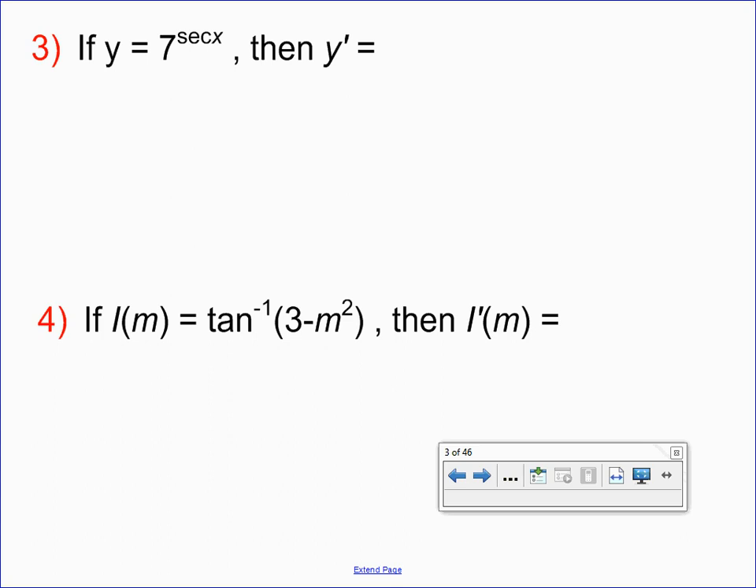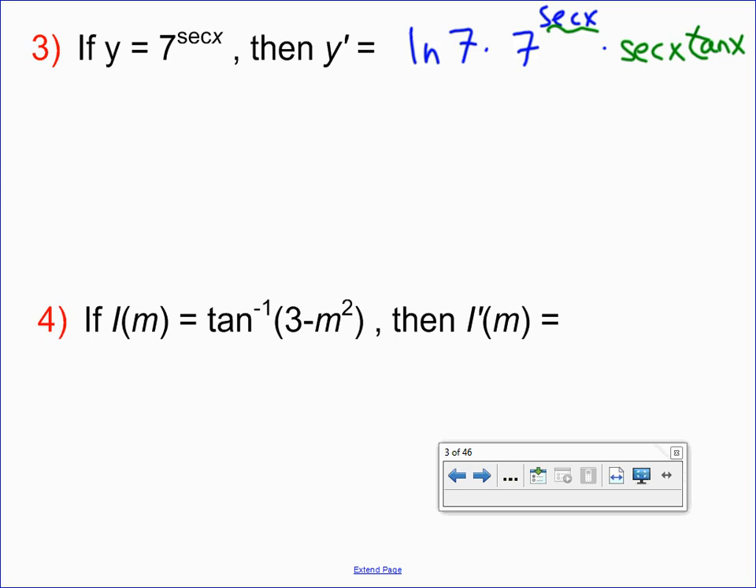It is an exponential, so you take the natural log of the base times the original function times the derivative of the exponent. Awesome. Thank you, Jake. That's exactly right. And so the derivative of an exponential is the exponential function itself times the derivative of the exponent. The derivative of secant x is secant x tangent x.